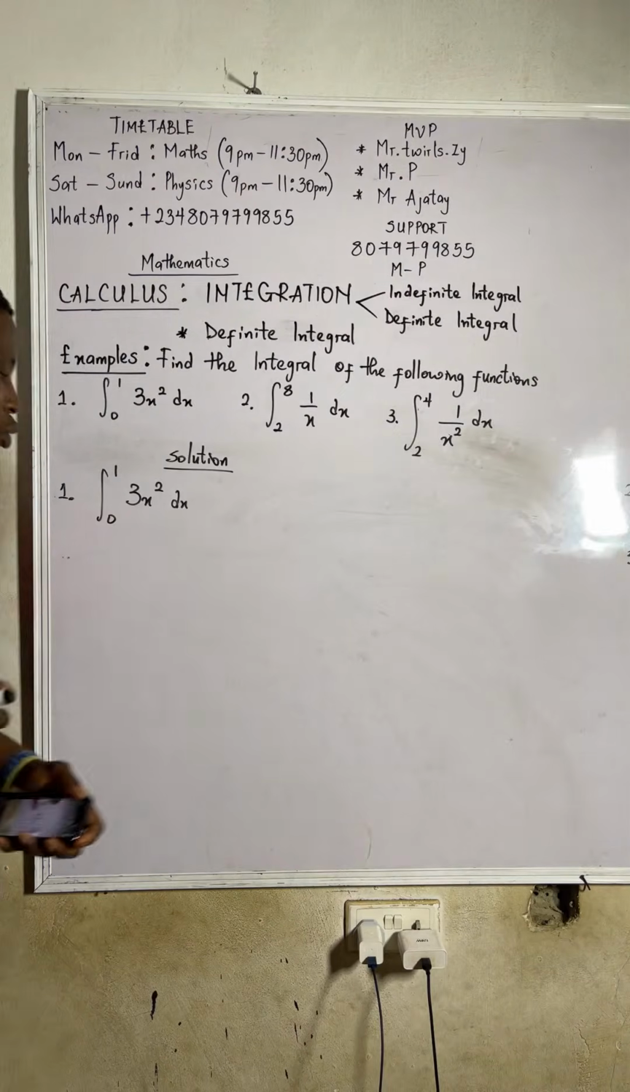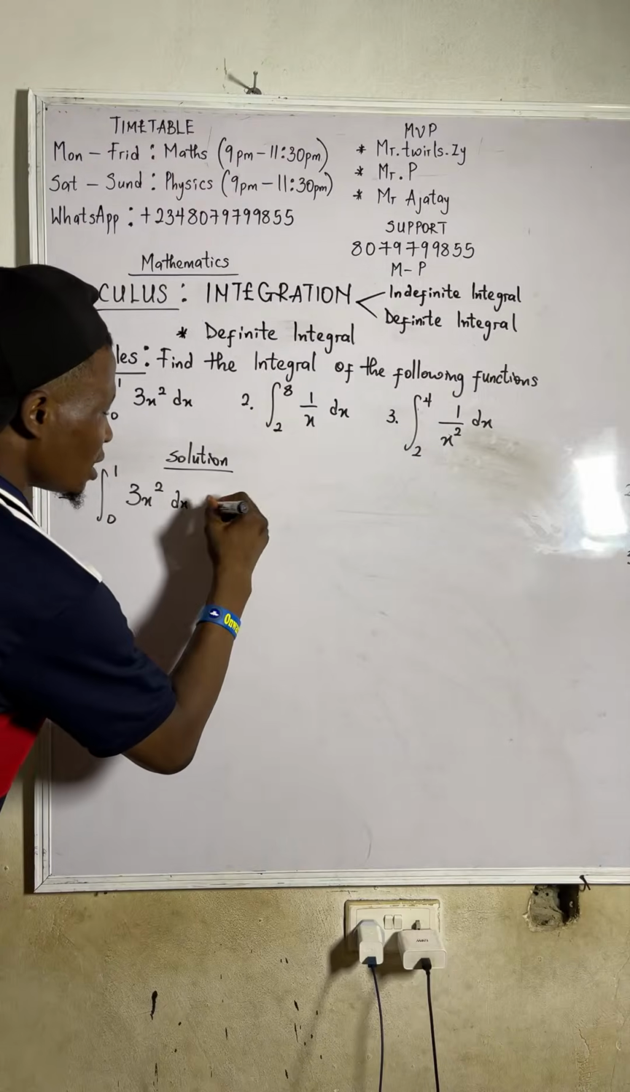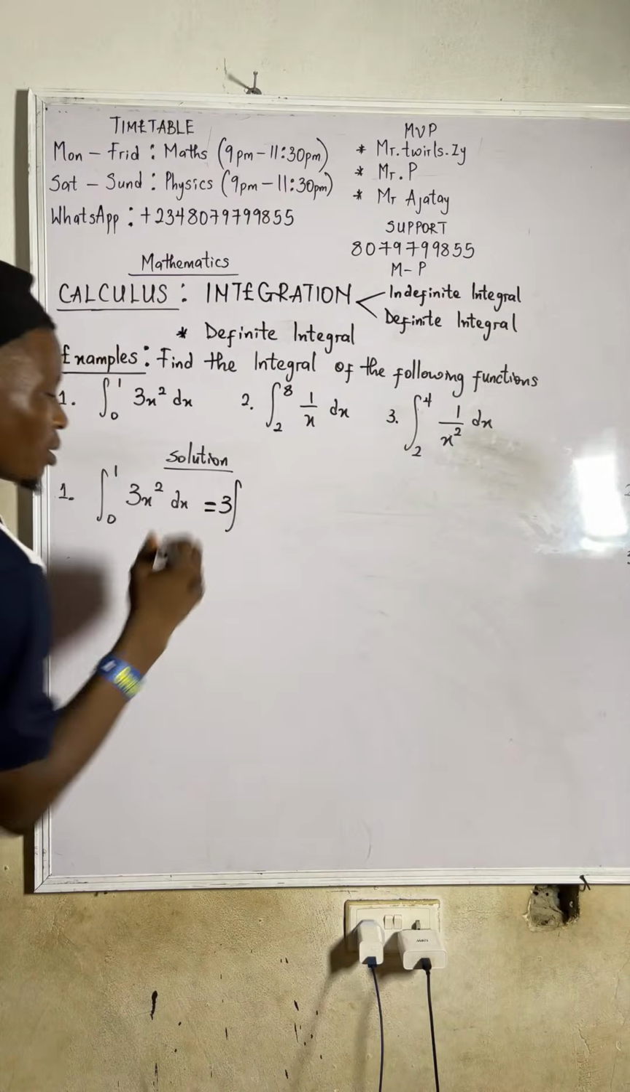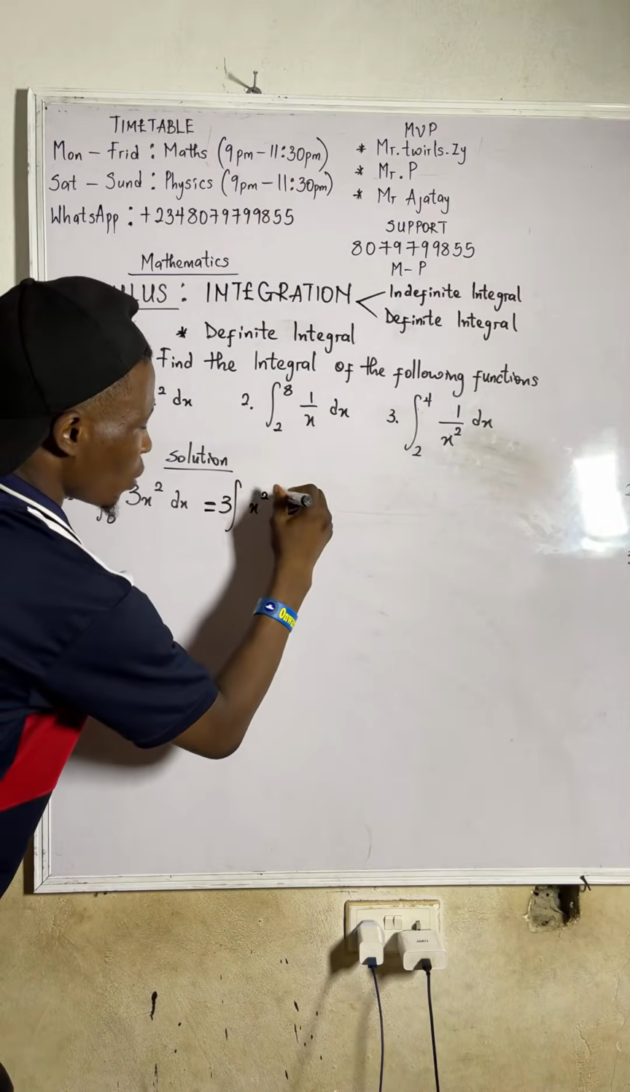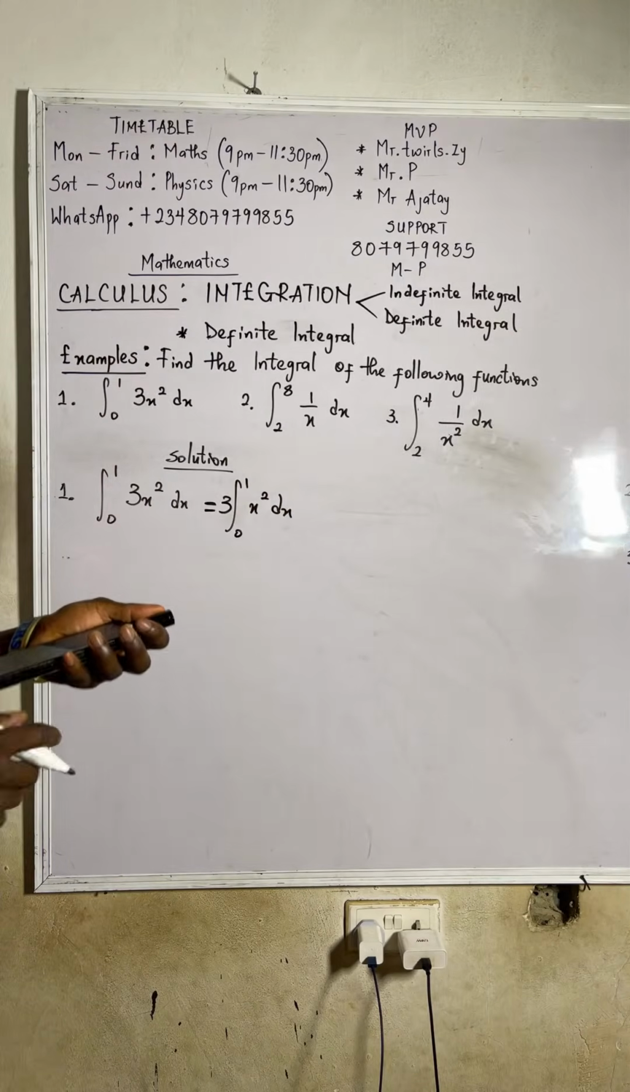Alright, yes. So look at question 1. You see the normal procedure. When you want to integrate 3x squared, 3 will come outside, then I'll be left with x squared dx, from 0 to 1. Do you all agree with me?